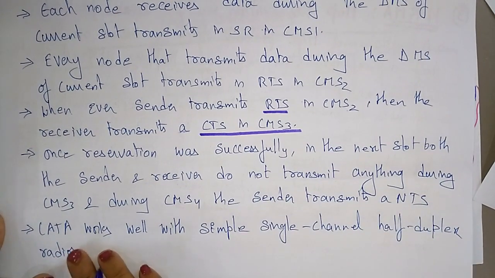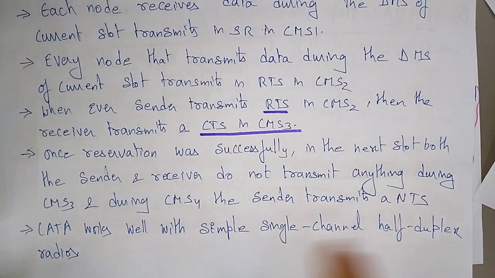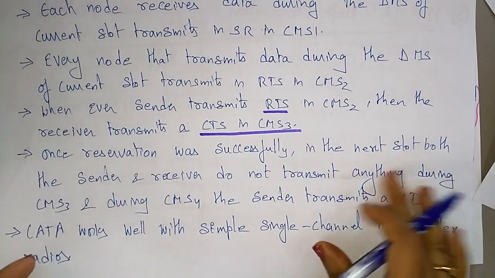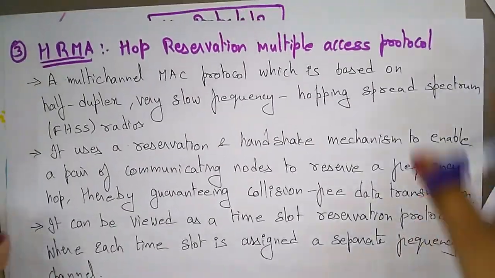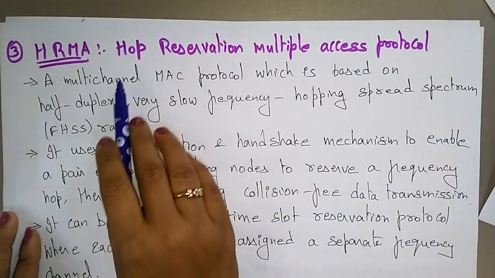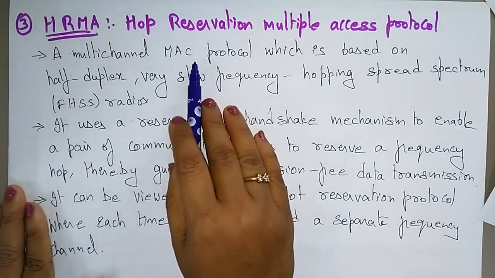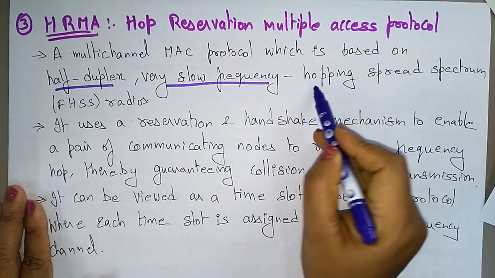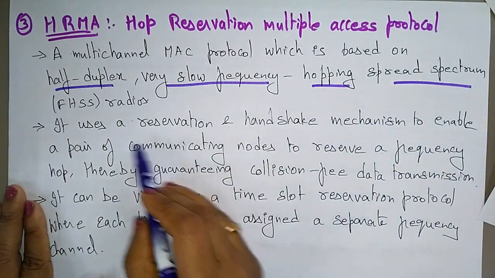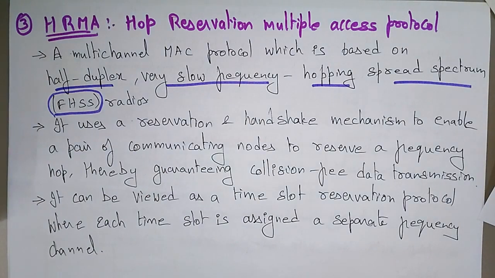So here the CATA works well with simple single channel half duplex radios. Okay, so these two are the synchronous protocols, and one more is HRMA. Still 2 more are there. So let's explain HRMA also, which is the hop reservation multiple access protocol, a multi-channel MAC protocol based on half duplex, very slow frequency hopping spread spectrum, that is, FHSS radios.